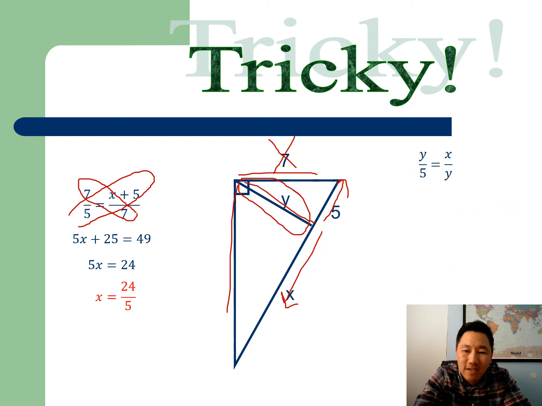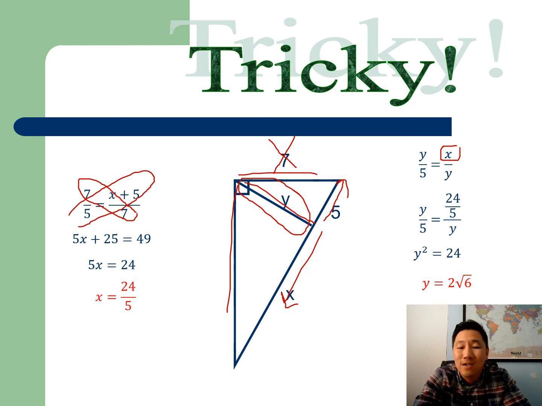Cross multiply. In this case, the x we already solved for, we can plug that in. When you cross multiply now, we have y squared equals 24, and then square root both sides. With simplification, we get y equals 2 radical 6.